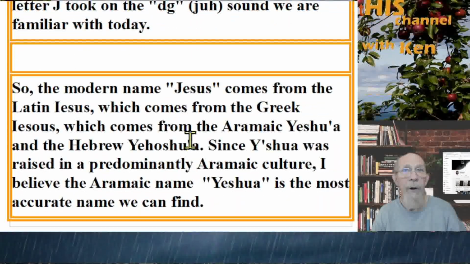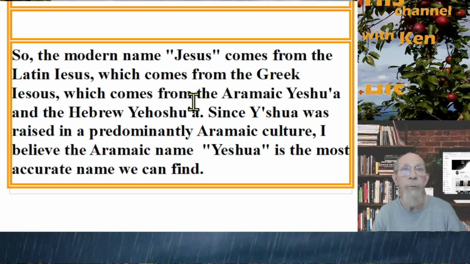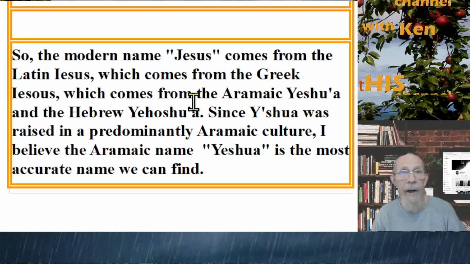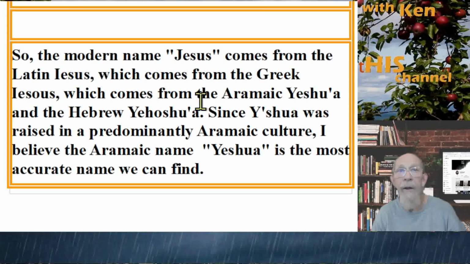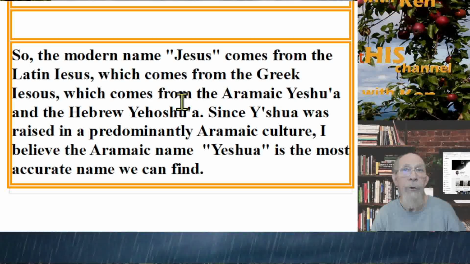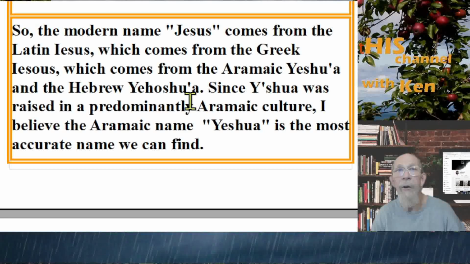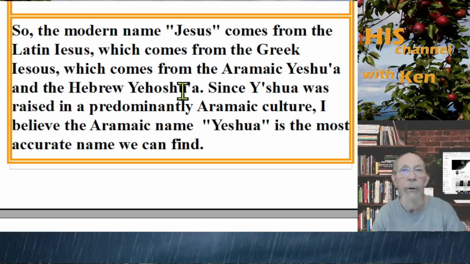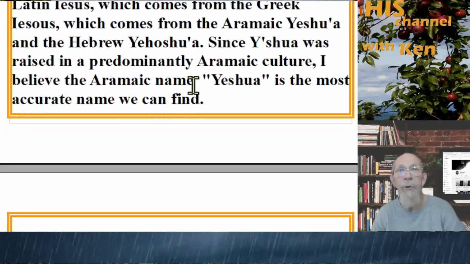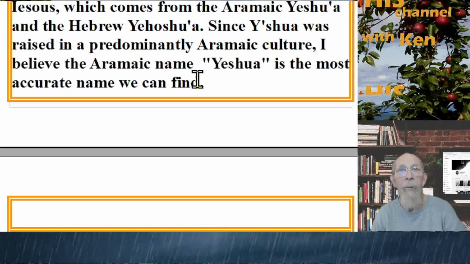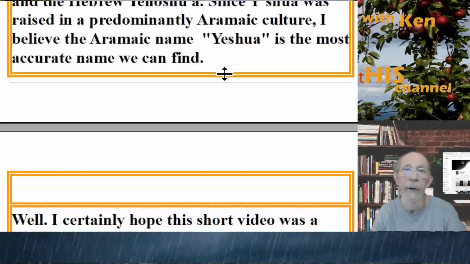So the modern name Jesus comes from the Latin Iesous, which comes from the Greek Iesous, which comes from the Aramaic Yeshua and the Hebrew Yehoshua. But since Yeshua was raised in a predominantly Aramaic culture, I believe that the Aramaic name Yeshua is the most accurate that we can find.